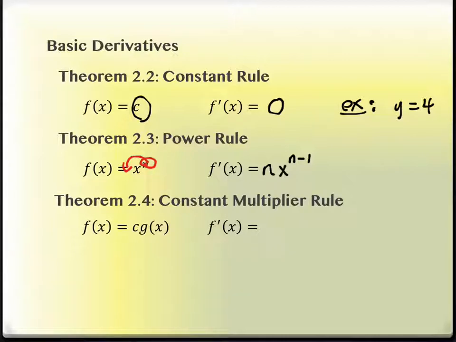So it works for fractional exponents. It works for decimal exponents. It works for negative exponents. It works for them all. Okay? So it doesn't just work for numbers like 5. It works for all numbers.